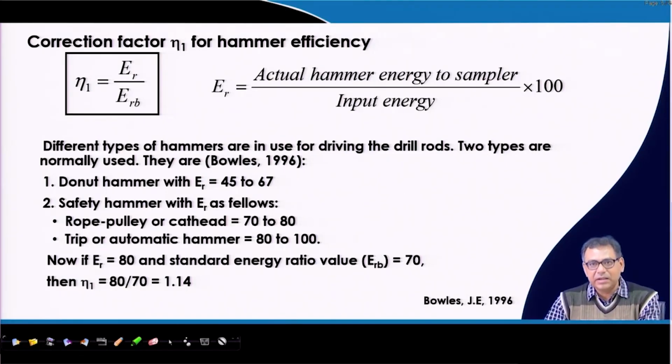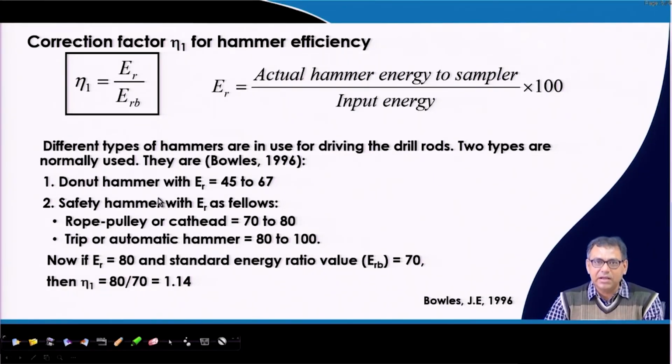Now, you want to express them in the less energy. If your energy is less, that means there will be more N value. So, that is why your correction factor will be more than 1. That is 80 by 70, which will be 1.14. That means ER is 80, ERB is 70. So, this is 1.14. If it is reverse, that means you are applying 70% energy and you want to express them in 80%, then your corrected N value will be less compared to the measured N value. So, in such a case your correction factor will be less than 1.